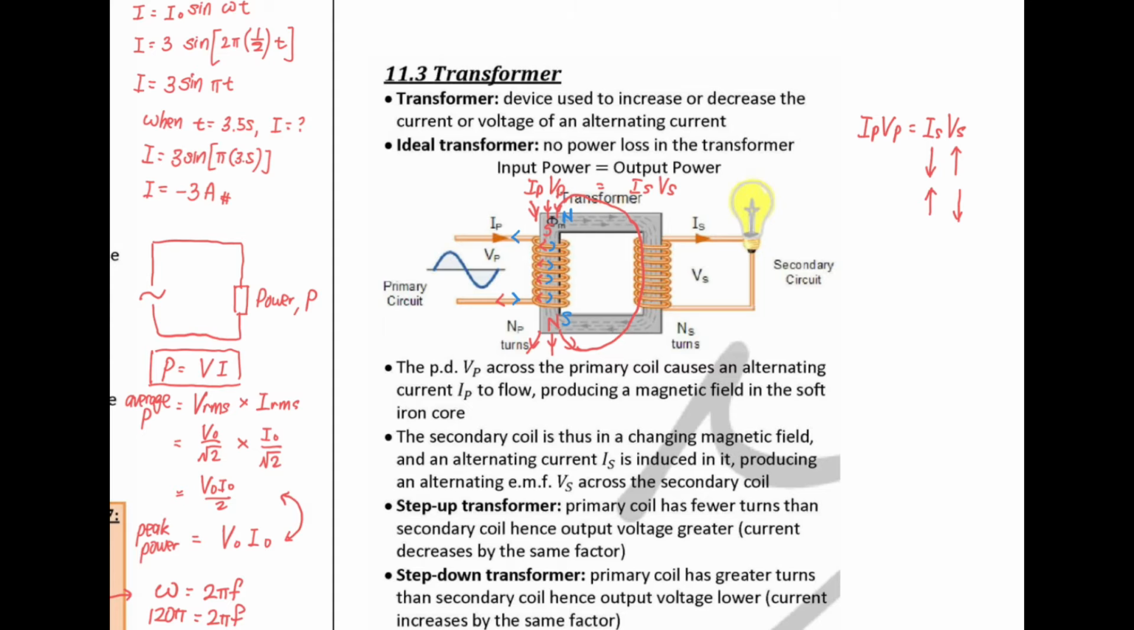Okay, so let's say I label the IP VP and the IS VS. Okay, so it will be the other way around in this way. North pole, they come out. South pole, they go in.